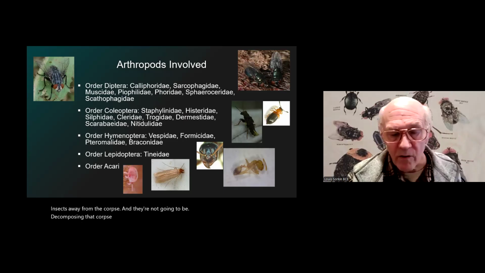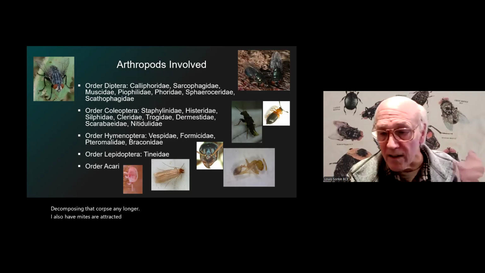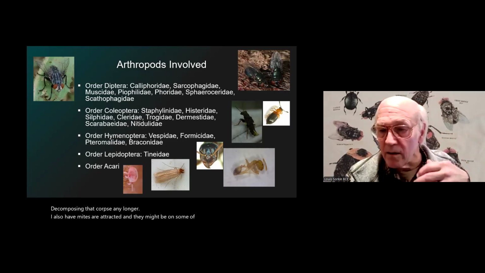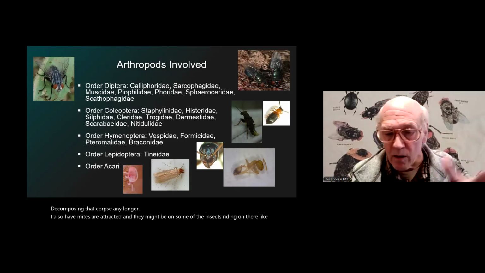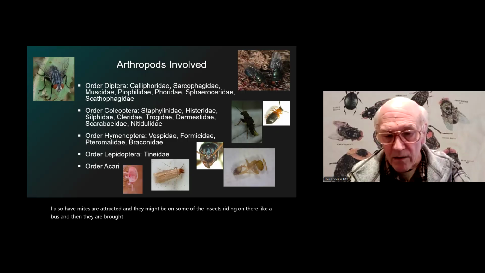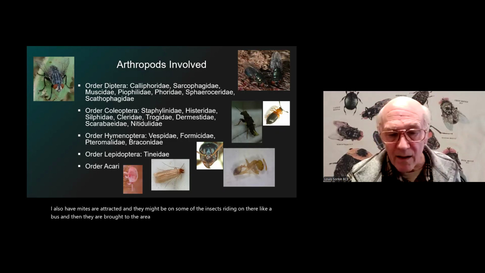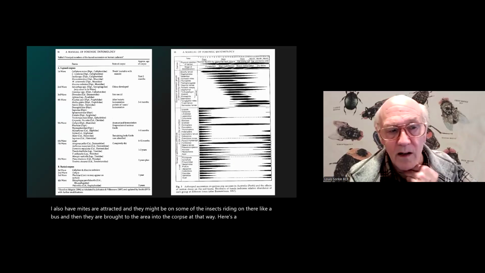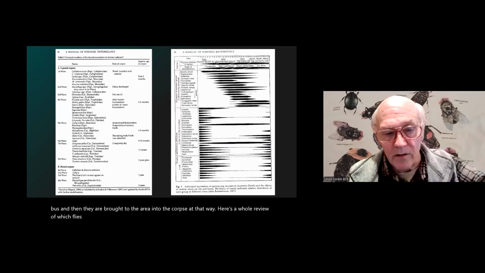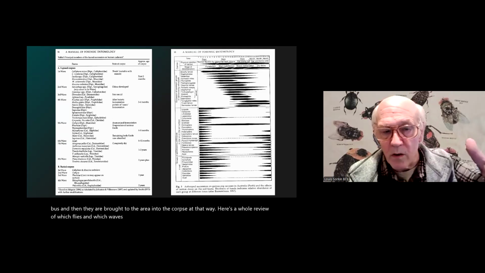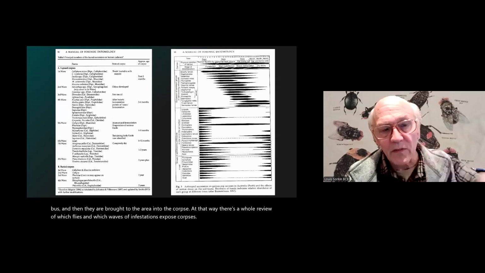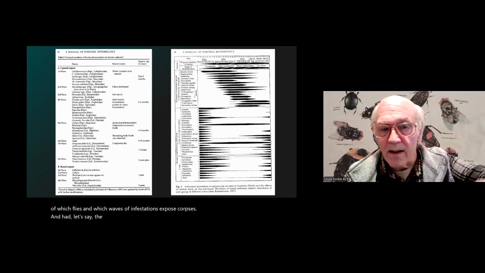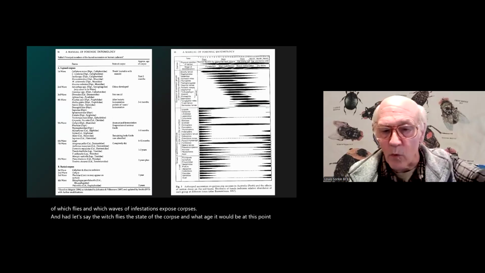You also have mites attracted. And they might be on some of the insects, riding on there like a bus. And then they're brought to the area, to the corpse that way. There's a whole review of which flies and which waves of infestations exposed corpses, which flies, the state of the corpse, and what age it would be at this point, and different creatures come in different waves.